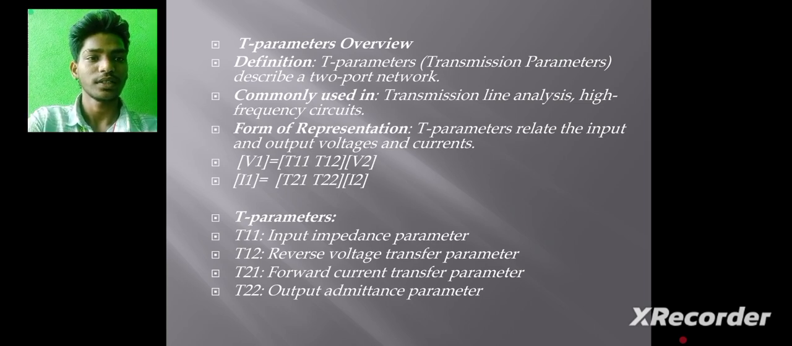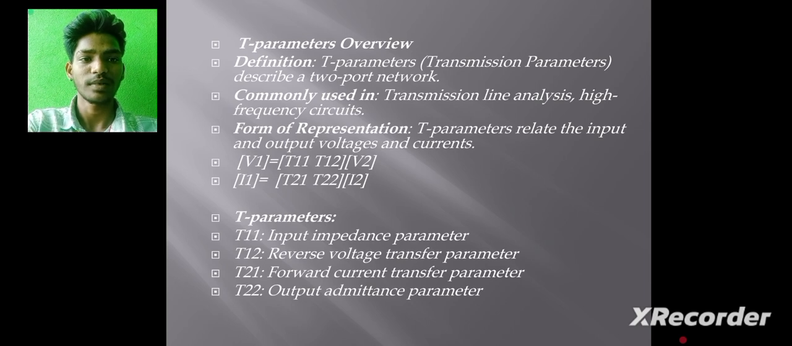Form of representation: T parameters relate the input and output voltages and currents. We can see the equations in matrix form of T parameters. V1 equals T11 T12 into V2. I1 equals T21 T22 I2.